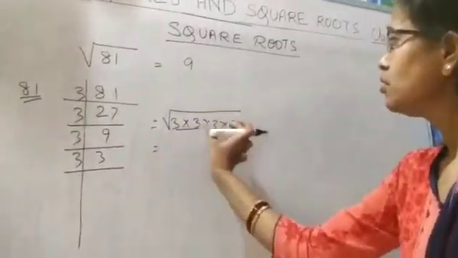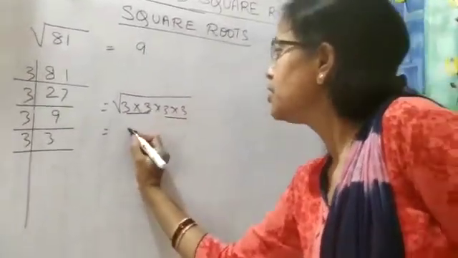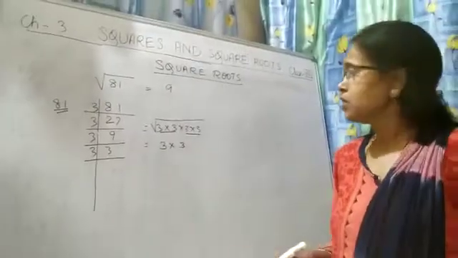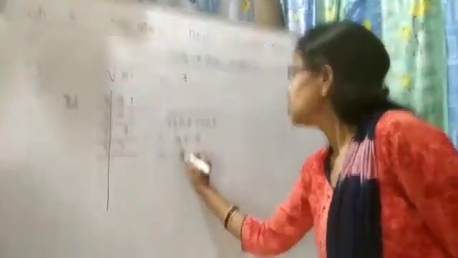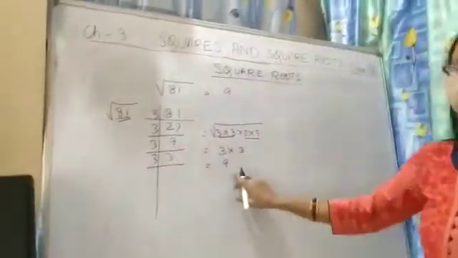So 3 into 3 is one pair, and 3 into 3 is another pair, and you write one number outside for each pair when you are taking it out of the square root. So 3 into 3 gives you 9. So the square root of 81 is 9.